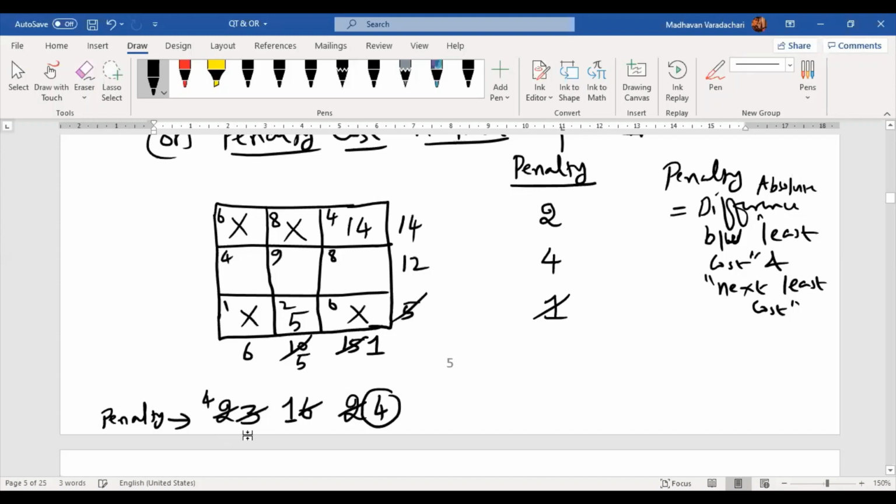Yes, sir. Okay. Now similarly coming to the second column. Only 9 is there. Nothing else is there. That means 9 minus 0. 9 minus nothing. 9 minus nothing means 9 minus 0.